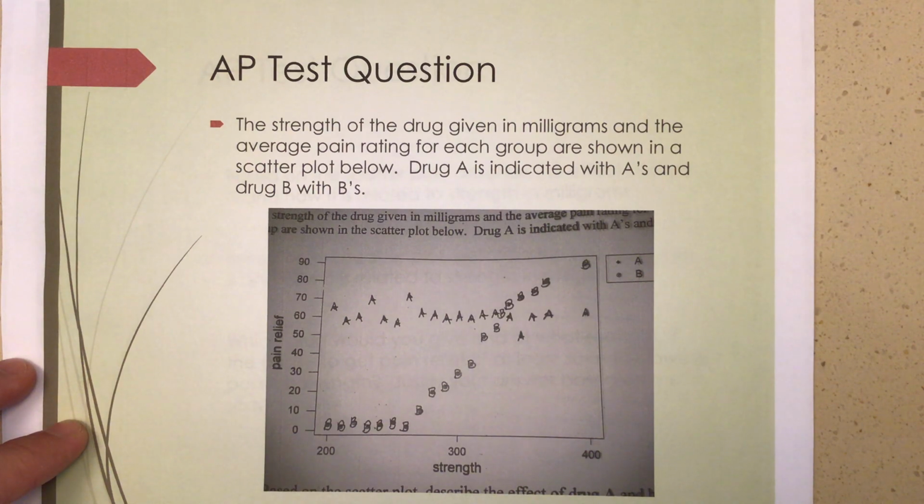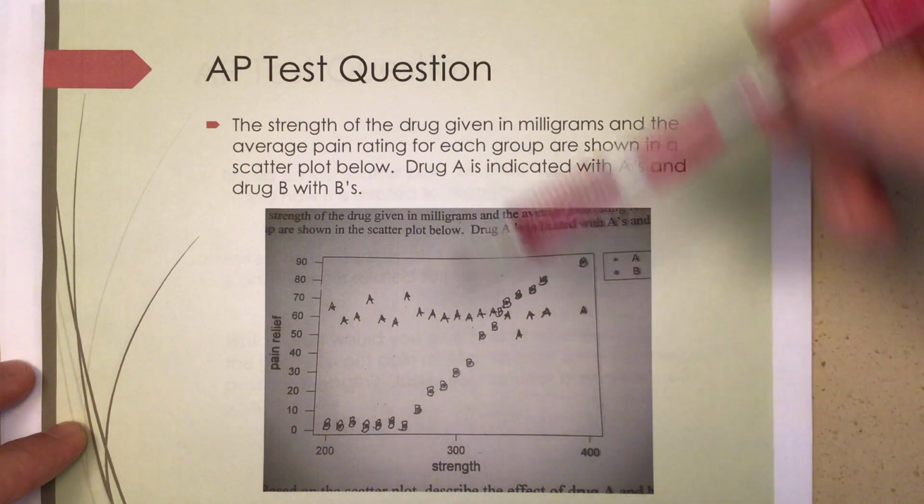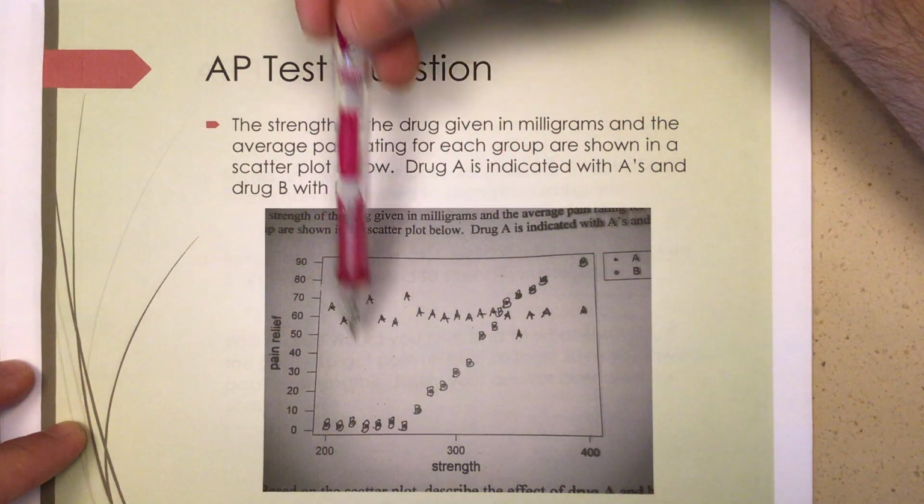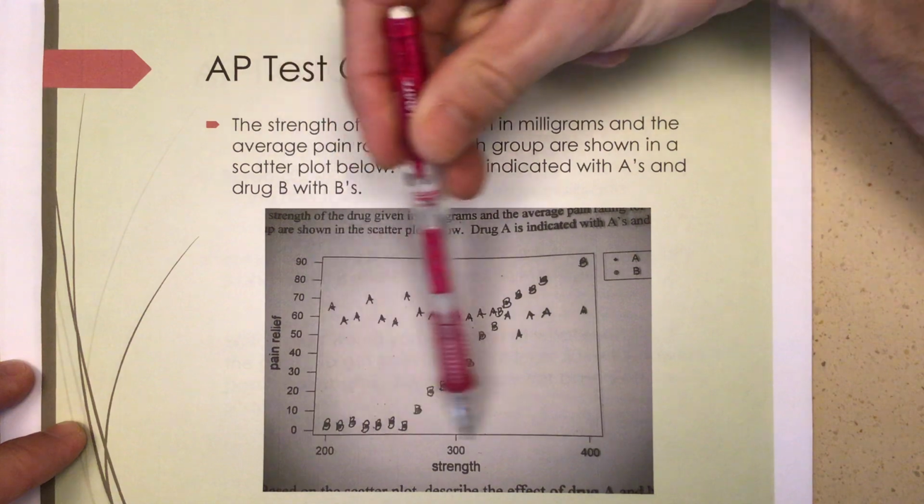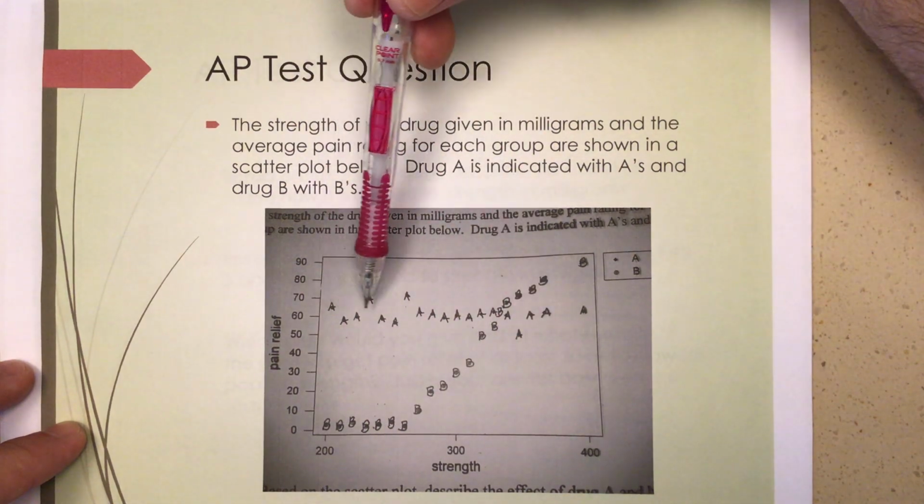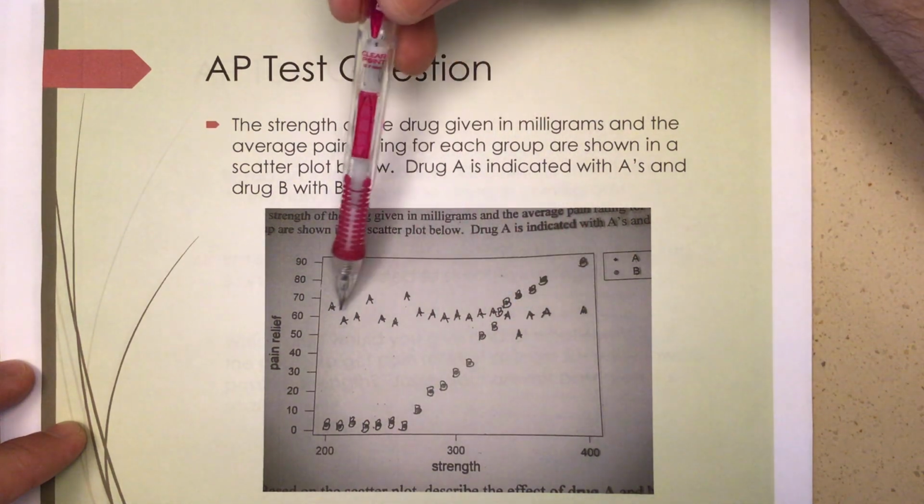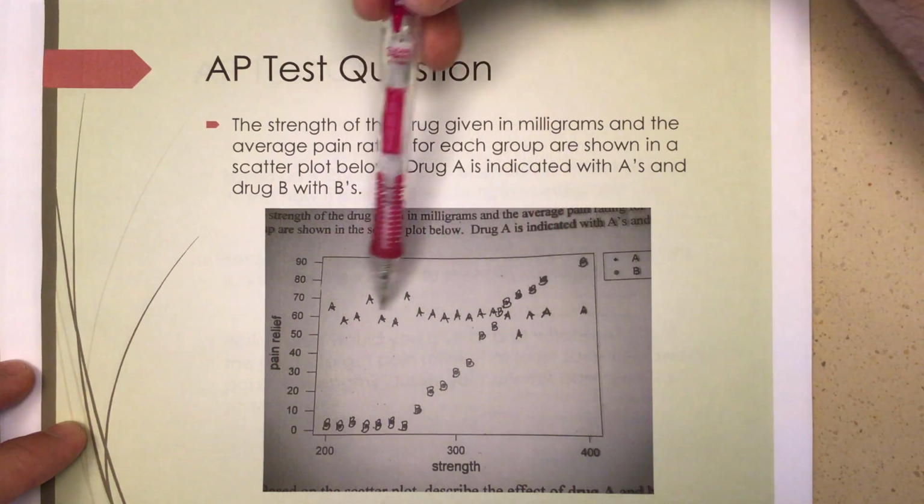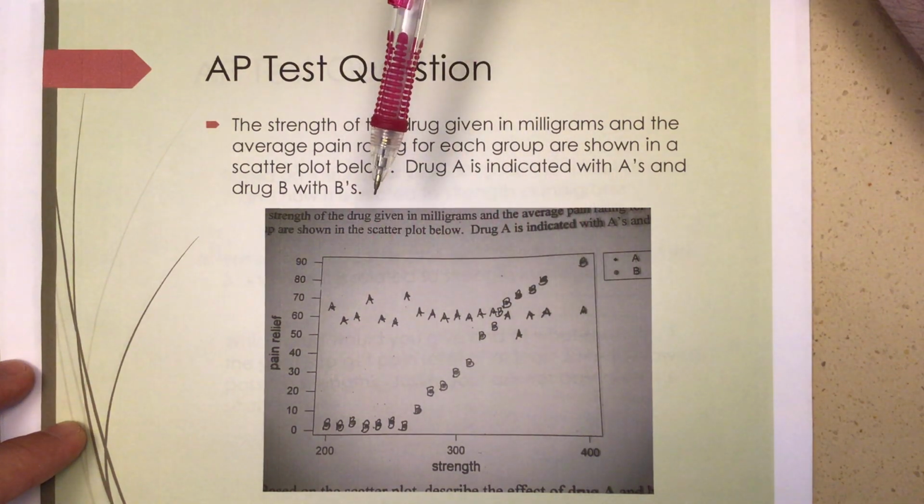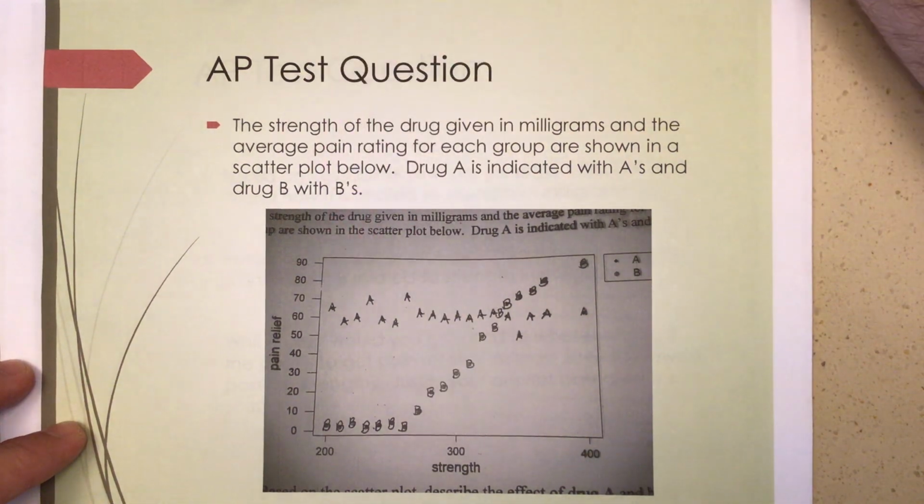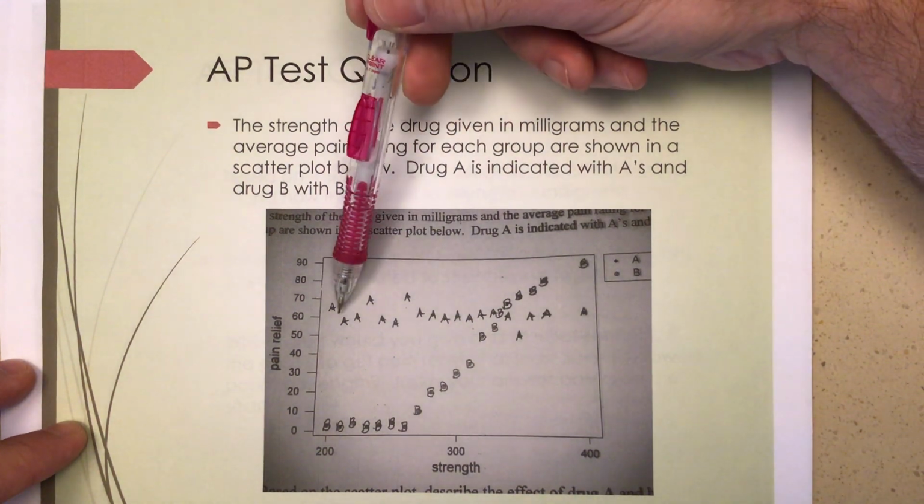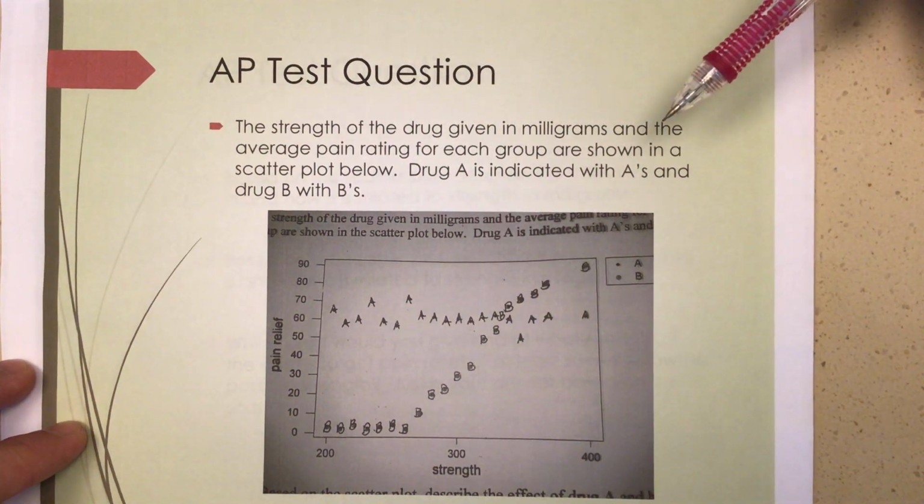What's the direction? Okay. It appears to me as the explanatory variable or dose changes, I'm seeing a fairly constant relationship. It appears that dose is not really impacting the pain relief. Another way to say that is there is constant pain relief from drug A across all the different dosages.